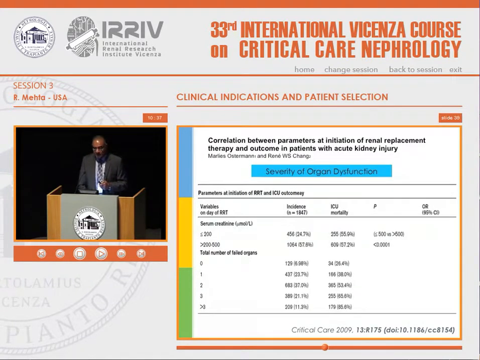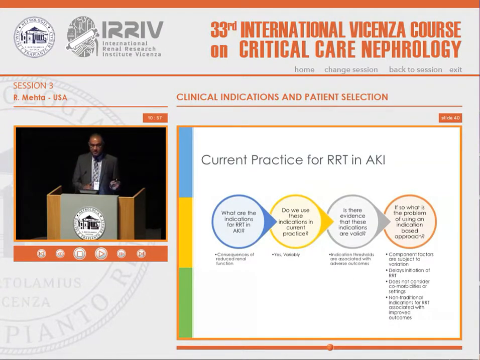But more importantly, also taking into account the severity of organ dysfunction at the time of RRT and its contribution to the ultimate outcome. And you can see the higher the number of organ failures, the more likely the patient was to have an adverse outcome. So the key question then becomes: if we start looking at these indication-based approaches, we are not necessarily taking the entire picture in mind in terms of how we manage these patients, and that becomes a key thing for us to be thinking about.